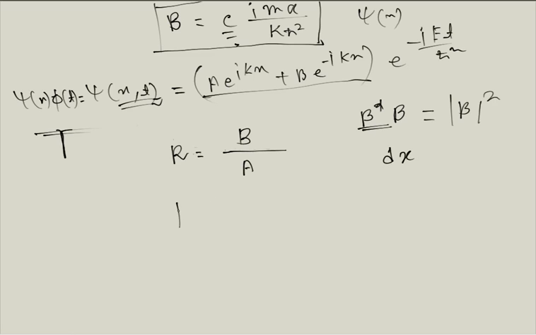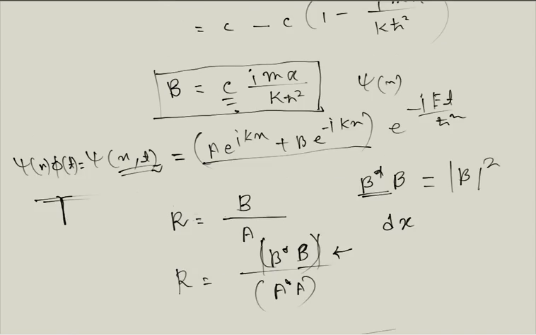So the reflection coefficient depends on the probability of finding a particle represented by a wave coming in the minus x direction, that is the reflected wave, and on the ratio to the probability of the incident wave. So we can write the value of b star and b from this.